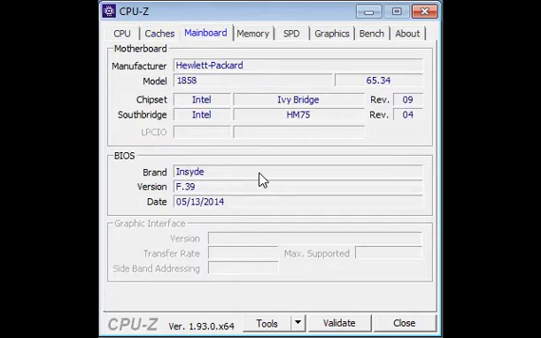Mainboard tab provides info on the motherboard. The first thing it tells is the manufacturer name, that is the maker of the motherboard. In my system, Hewlett Packard is the manufacturer. The model of the motherboard is listed here with the revision number. It is useful in determining what drivers to download. In this case, the model is 1852, whereas the revision says it is 65.34.